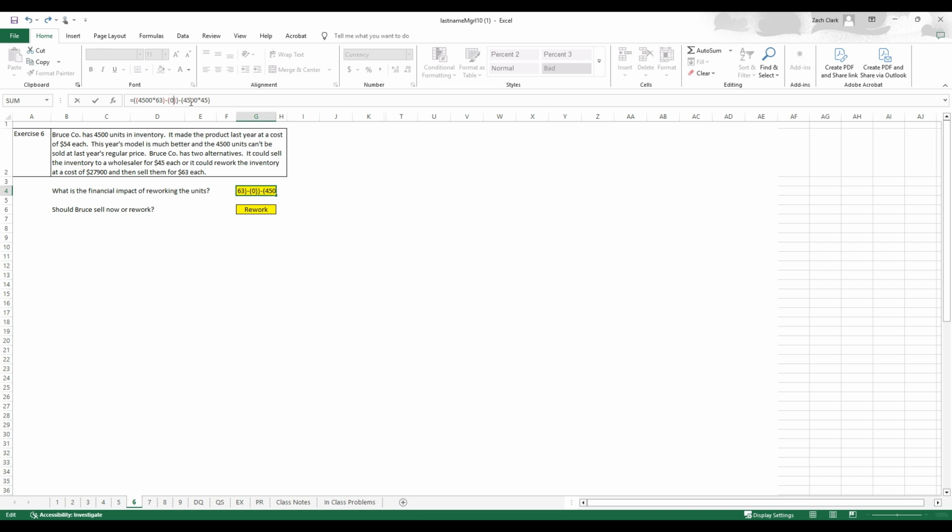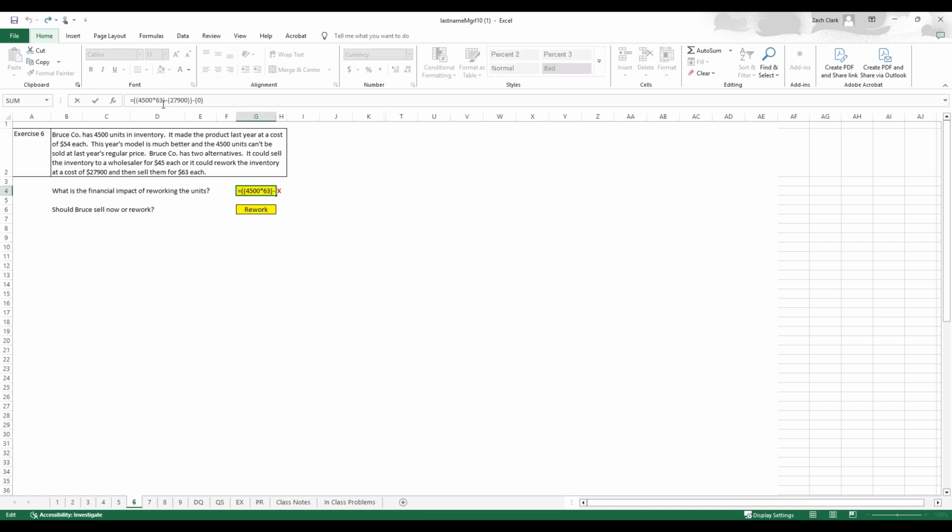Let's see, how can I do this to make sense for y'all? So here, this is us, our sales price that we will get to earn if we rework them is 283,500, but minus 27,900 to rework, right? So we will have a profit of $255,600 if we rework them.